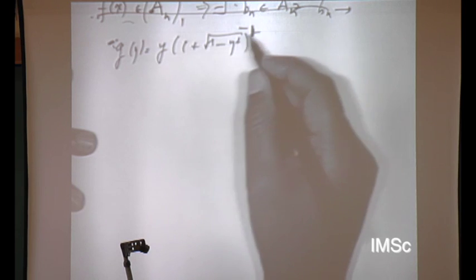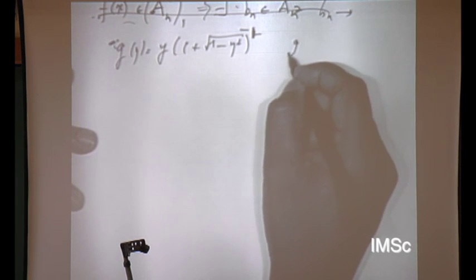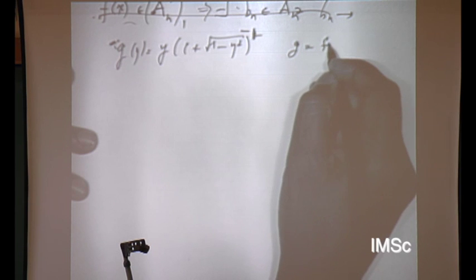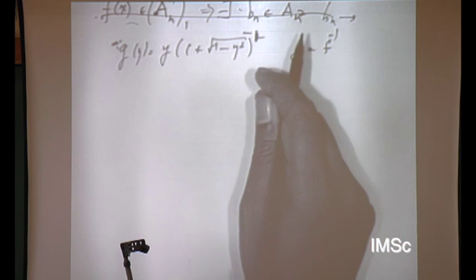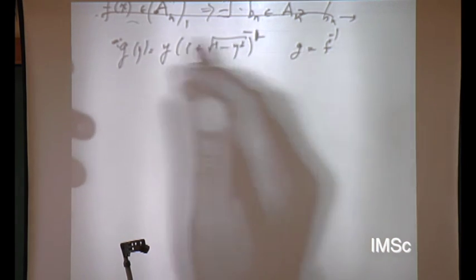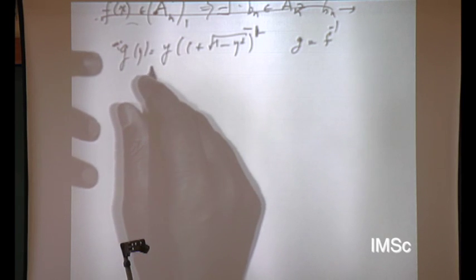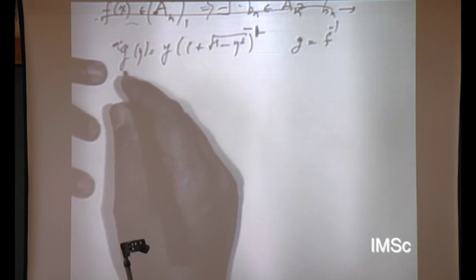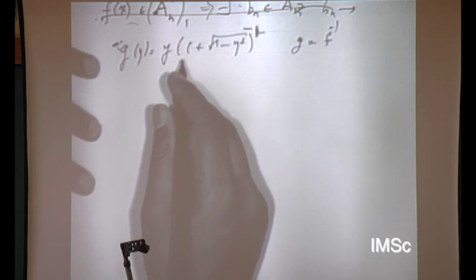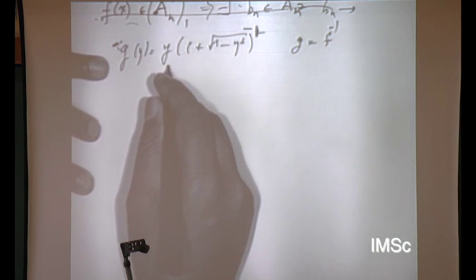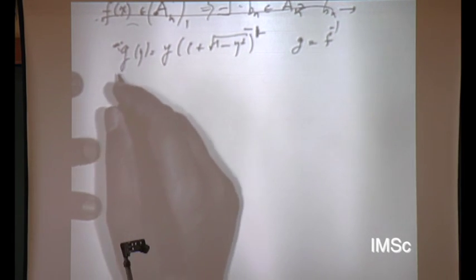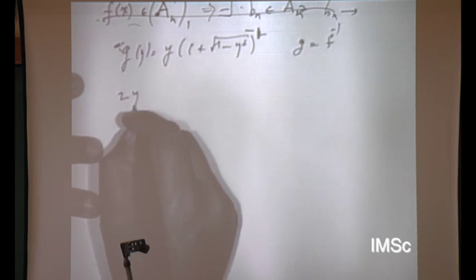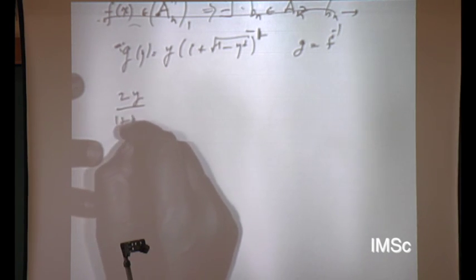And the statement is that this g is the inverse of f, from minus 1 to 1. So you just write that and solve, no? So I want g of y. I want f of y to be x. That means I want 2y by 1 plus y squared to be x.